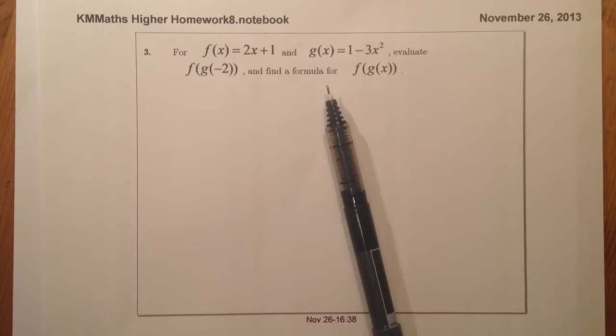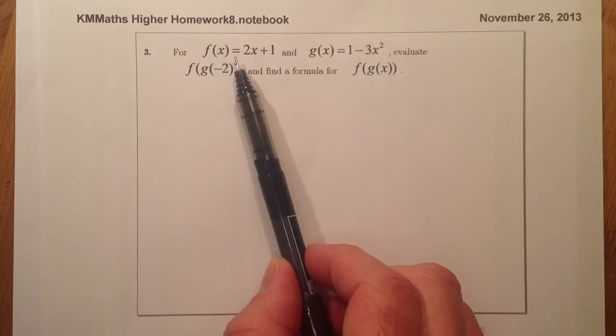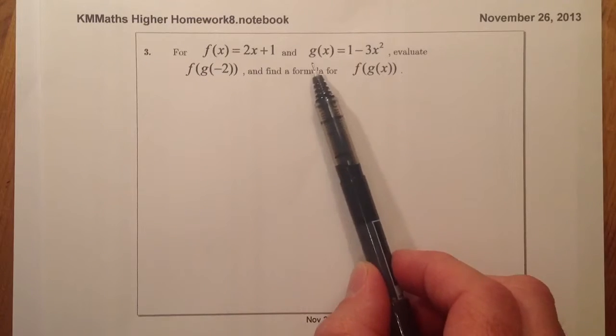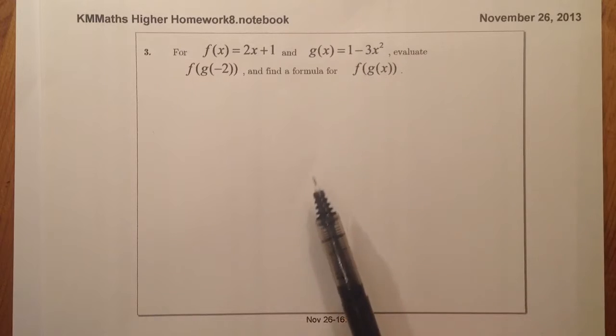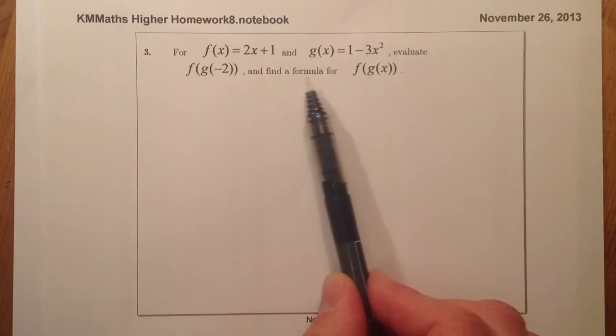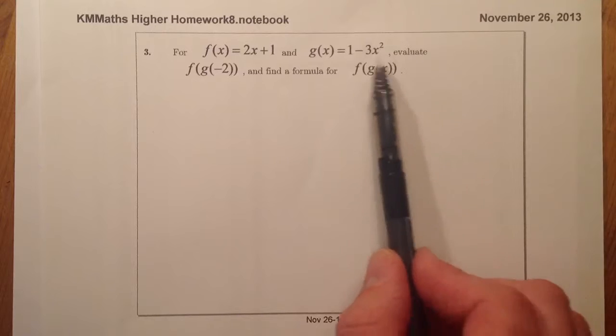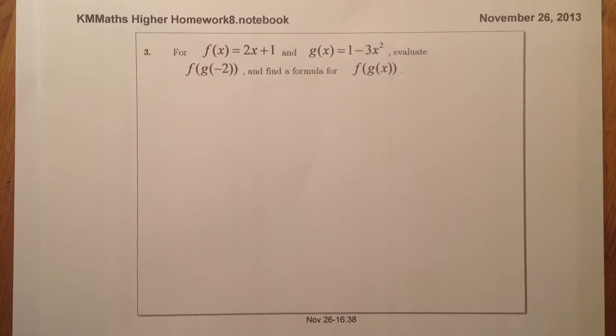Hi, Homework 8, this is question 3. What we've got is f(x) = 2x + 1 and g(x) = 1 - 3x². Evaluate, and I'm going to be evaluating when x equals -2, and I have to find a formula for fg(x). And what I'm going to do first of all really is work out that formula. That's the way I'm going to approach it, and then I'll substitute -2 for x in that.